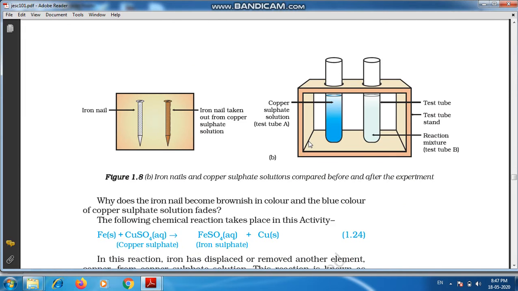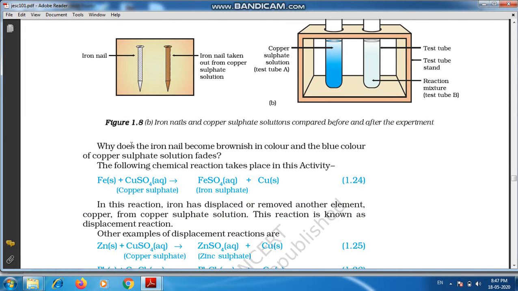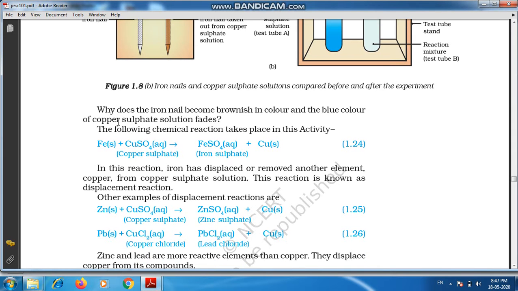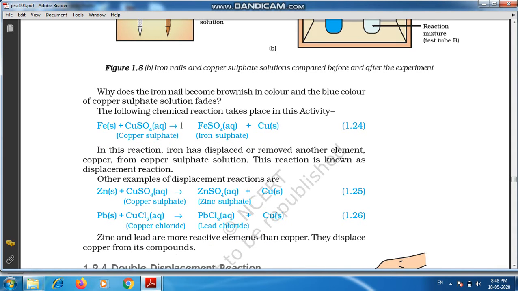Why does the iron nail become brownish in color and the blue color of copper sulfate solution fade? You can see in the reaction that the iron nail taken out from the copper sulfate solution becomes brown, and the reaction mixture in test tube B shows that the blue color has faded. Why does it fade? Just have a look.